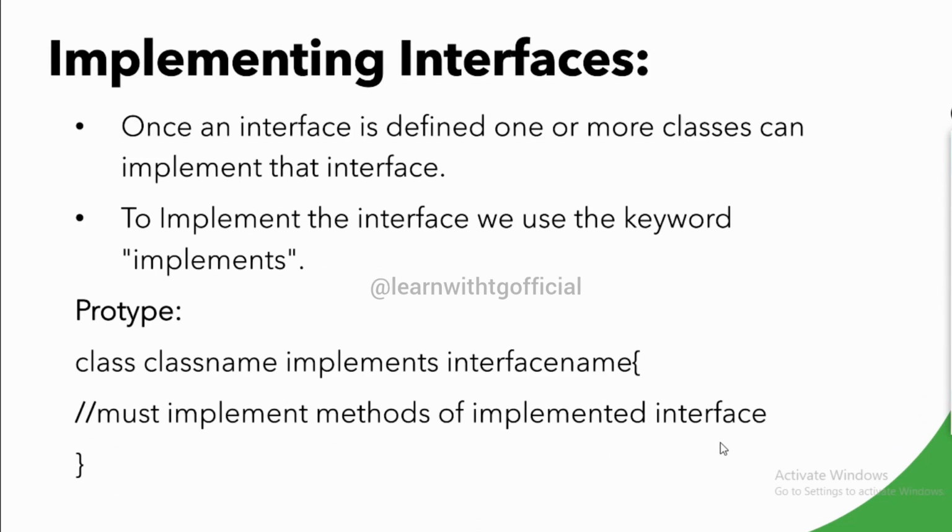Implementing interfaces. Once an interface is defined, one or more classes can implement that interface. To implement the interface, we use the keyword implements. The prototype of implementing interfaces in Java is class, class name, implements, interface name, and inside this class, implementations of the methods of the implemented interface will be given.